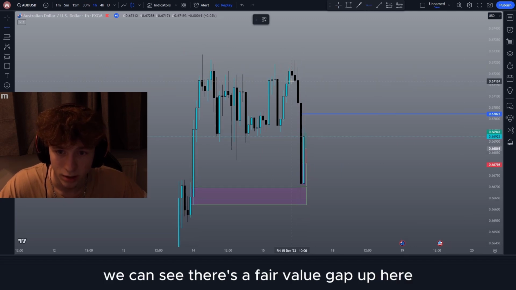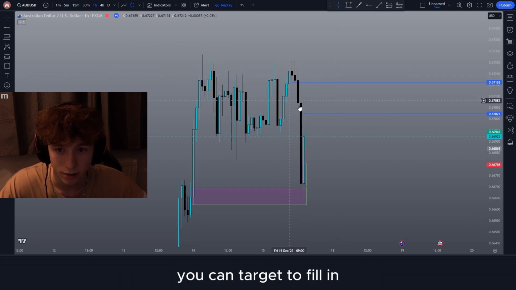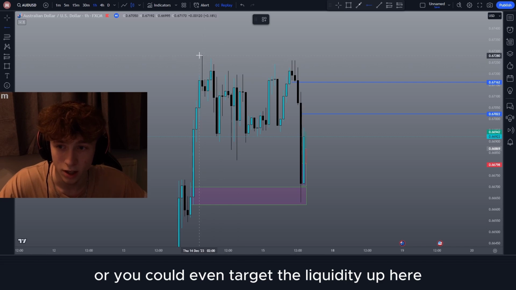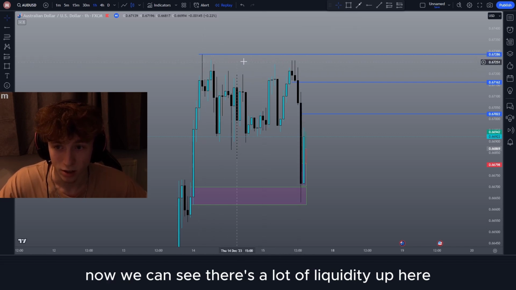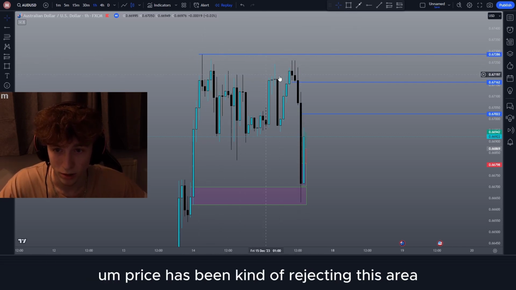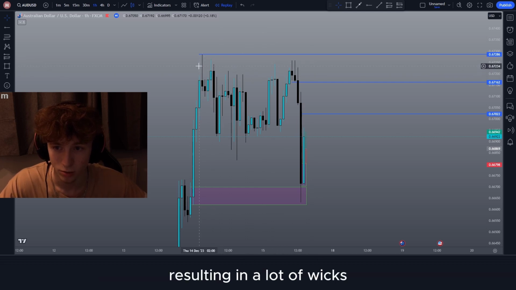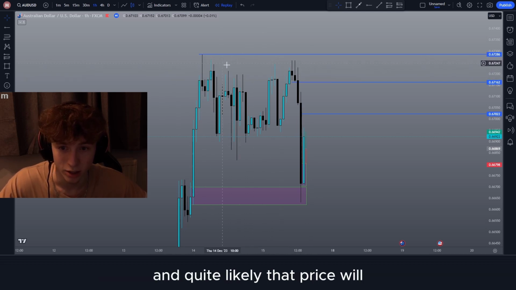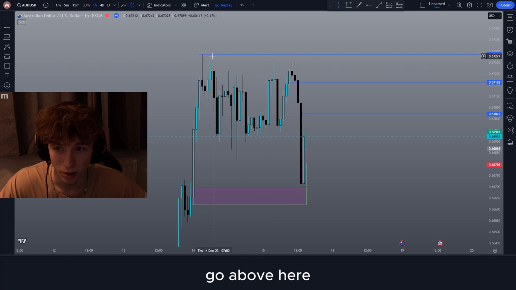We can see there's a fair value gap up here. You can target fill in all these gaps, or you could even target the liquidity up here. Now we can see there's a lot of liquidity up here. Price has been kind of rejecting this area quite a lot, resulting in a lot of wicks, and it's quite likely that price will go above here or at least match it.